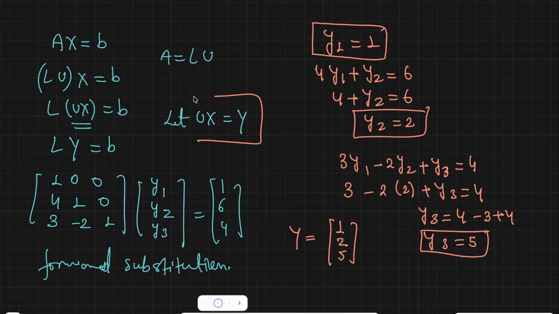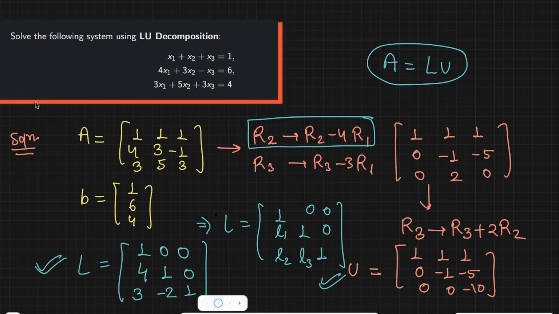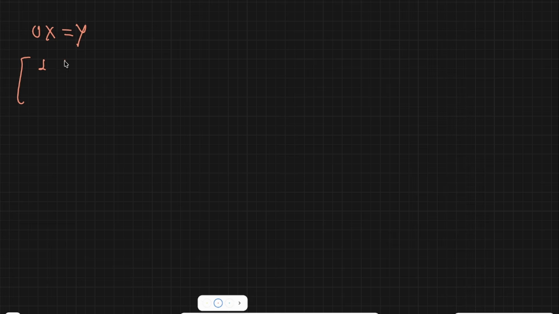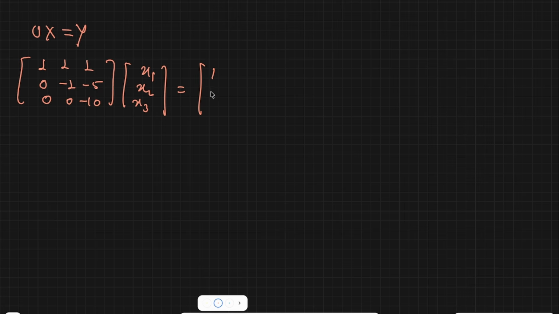What you have considered here? UX is equals to y. What is your U? That you have already calculated. 1 1 1, 0 minus 1 minus 5, and 0 0 minus 10. This is your x1, x2, x3. What is your y? 1, 2 and 5. This is your y that you have already calculated. What is this? Upper triangular matrix. Use the back substitution.